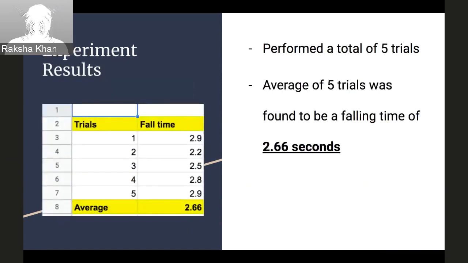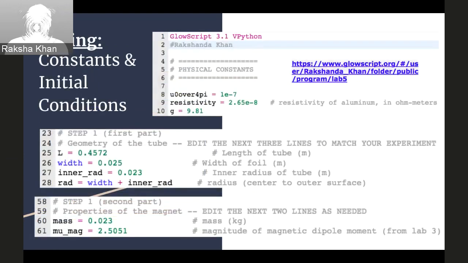So to start off with experiment results, I performed a total of 5 trials and then found the average result of the 5 trials to be a falling time of 2.66 seconds. Moving on to our coding.